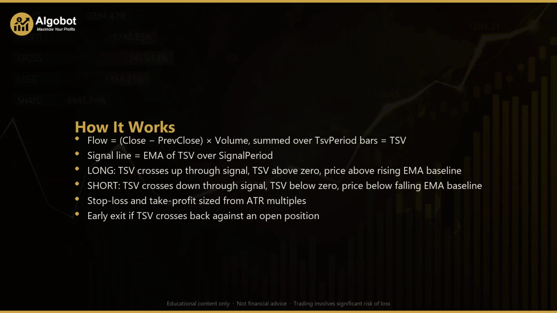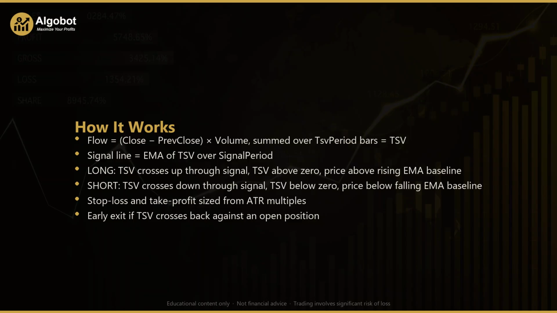Everything begins with the flow calculation. For each closed bar, the EA takes the change in price from the previous close to the current close and multiplies that displacement by the bar's tick volume. This gives a signed, magnitude-aware value. It is positive when price closed higher, negative when price closed lower, and larger when volume was heavy. The strategy then sums these flow values over a rolling window whose length is set by the TsvPeriod parameter, which defaults to 18. That rolling sum is the time segmented volume line.